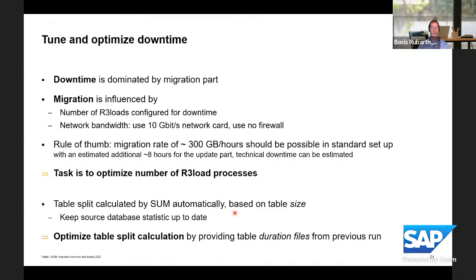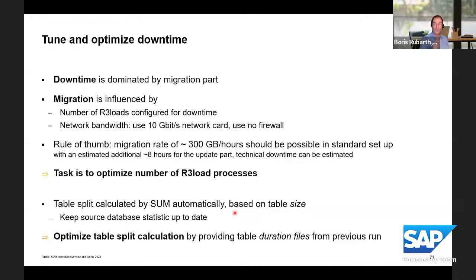You can optimize the table split calculation after you have done the first migration run of the software update manager by providing what we call duration files from a previous run. What does it mean? Well, I told you for the first run, the tool will determine the table sizes, will then do a migration, and the tool will write down which table took how long. So after your first migration run, the tool will put it into an XML file where all those tables beyond a specific threshold are listed with their migration time.